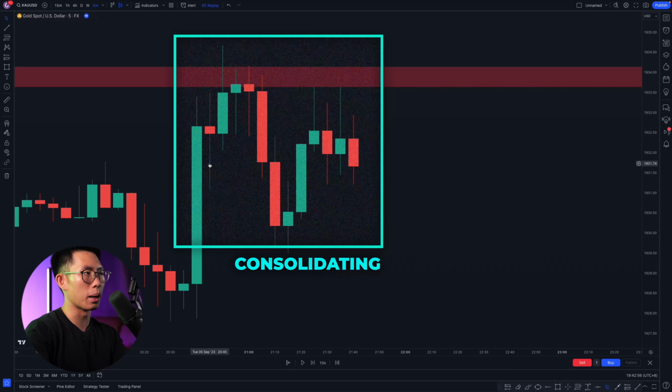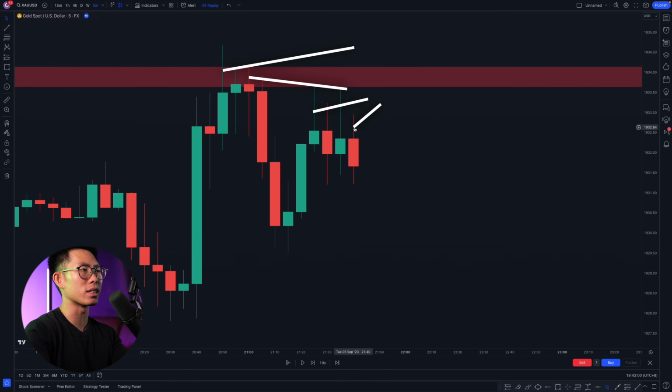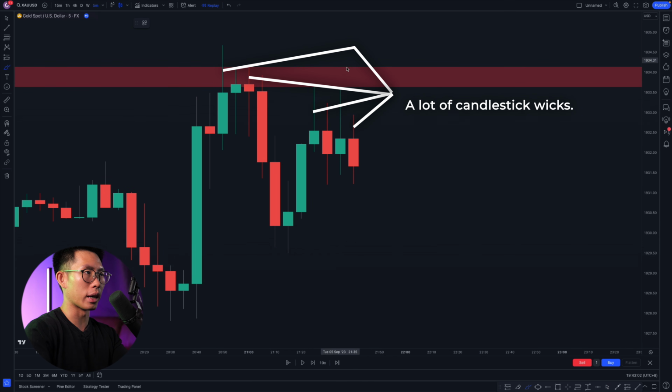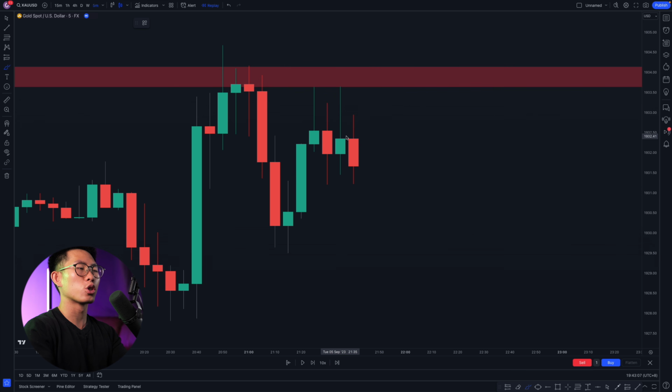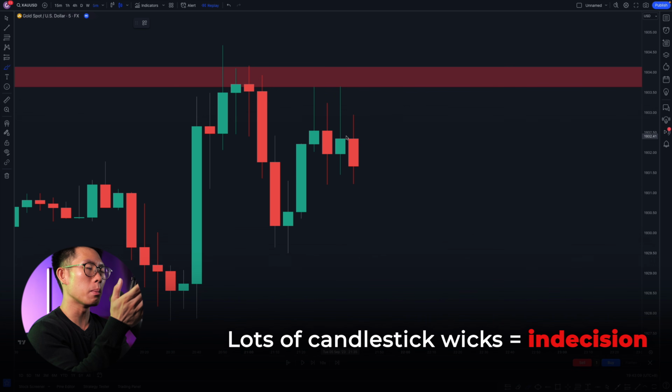So over here, we can see that price is consolidating at this area, and you can see that there are a lot of candlestick wicks. All these are candlestick wicks. So what does this tell us? When you see multiple wicks, this tells us that there is a lot of uncertainty.